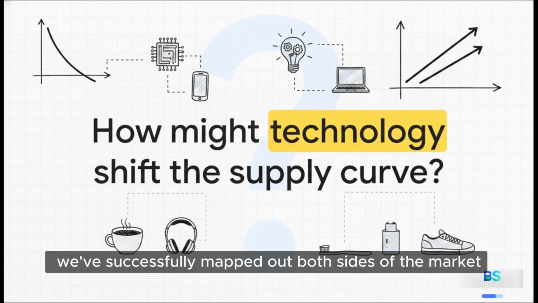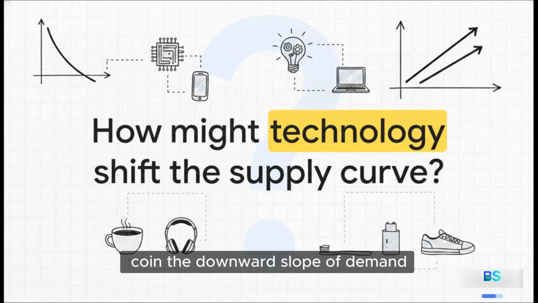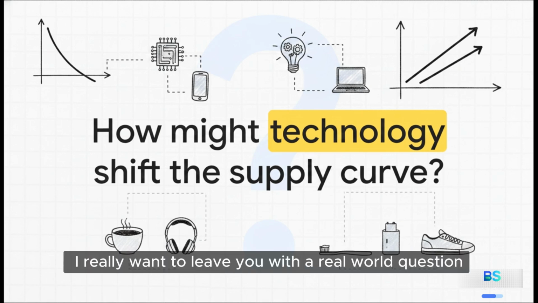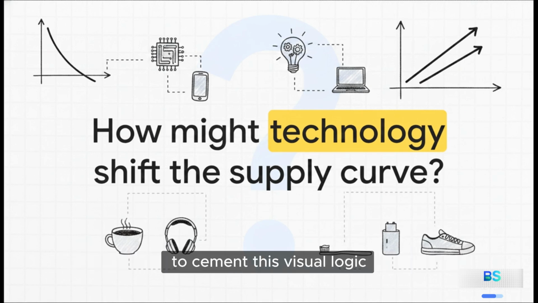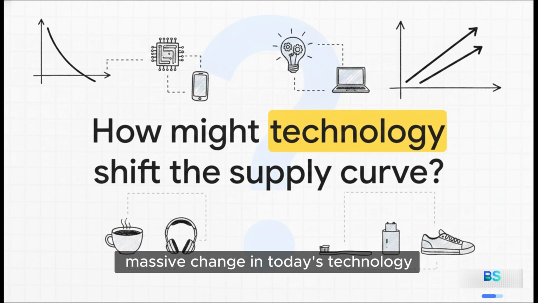Okay, we've successfully mapped out both sides of the market coin, the downward slope of demand and the upward slope of supply. But I really want to leave you with a real-world question to cement this visual logic. Think about your own daily life. How might a sudden, massive change in today's technology shift the supply curve for a product you literally rely on every single day? Try to visualize that curve moving on the graph in your mind.